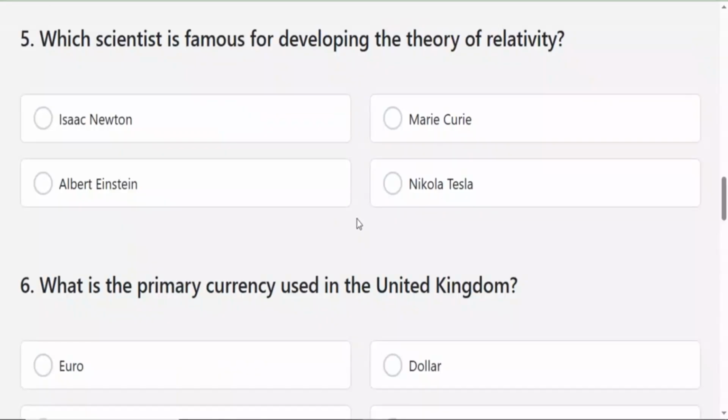Which scientist is famous for developing the theory of relativity? A. Isaac Newton. B. Marie Curie. C. Albert Einstein. D. Nikola Tesla. Correct answer, C. Albert Einstein.